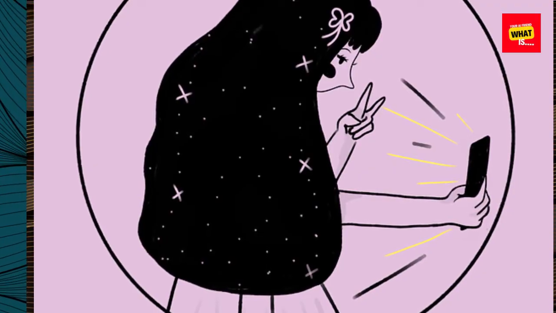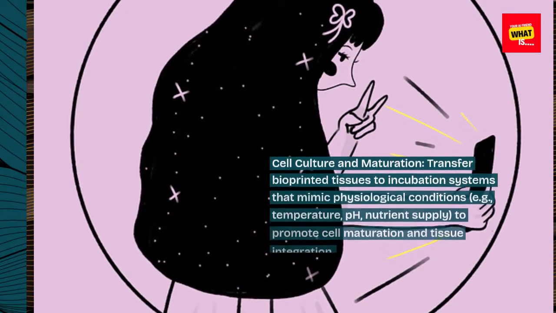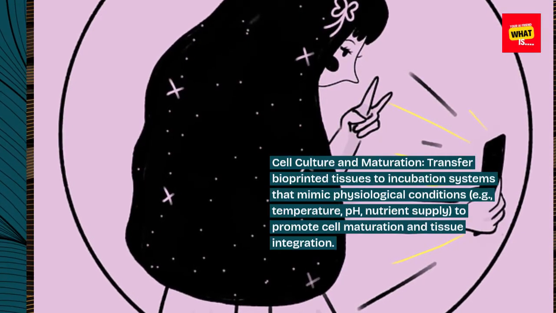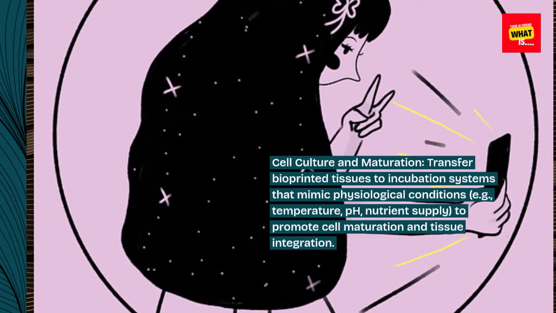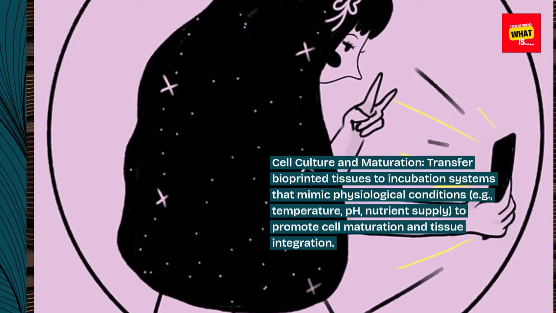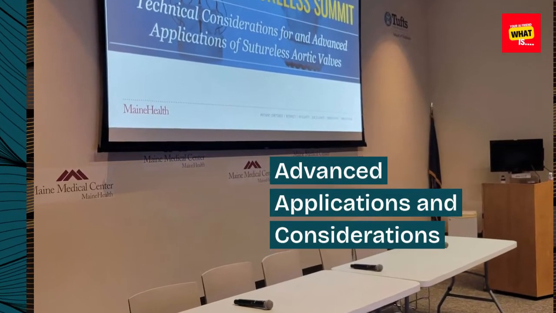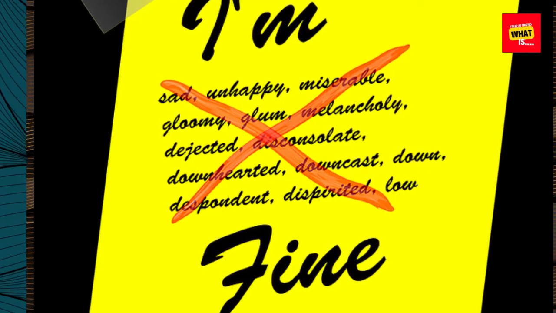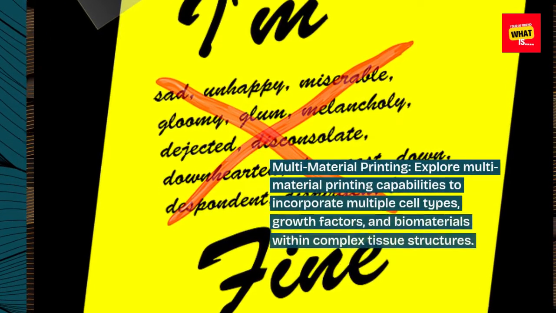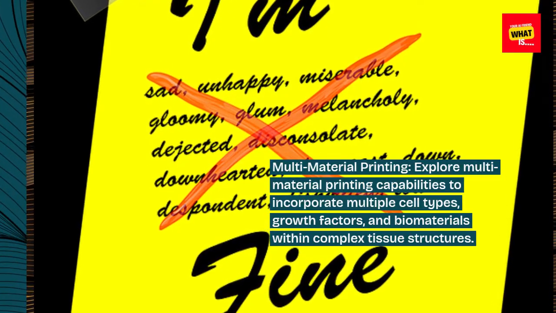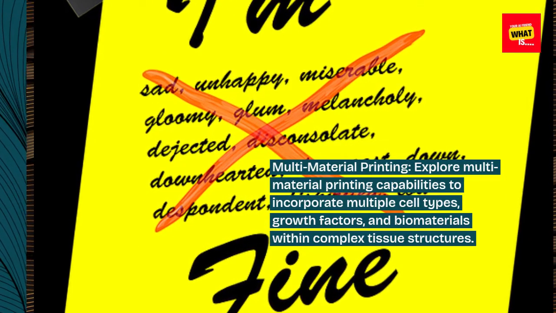Cell culture and maturation. Transfer bioprinted tissues to incubation systems that mimic physiological conditions, e.g., temperature, pH, nutrient supply, to promote cell maturation and tissue integration. Advanced applications and considerations. Multi-material printing. Explore multi-material printing capabilities to incorporate multiple cell types, growth factors, and biomaterials within complex tissue structures.